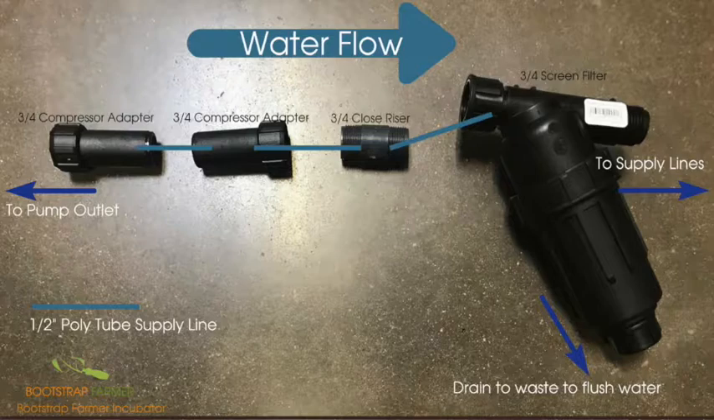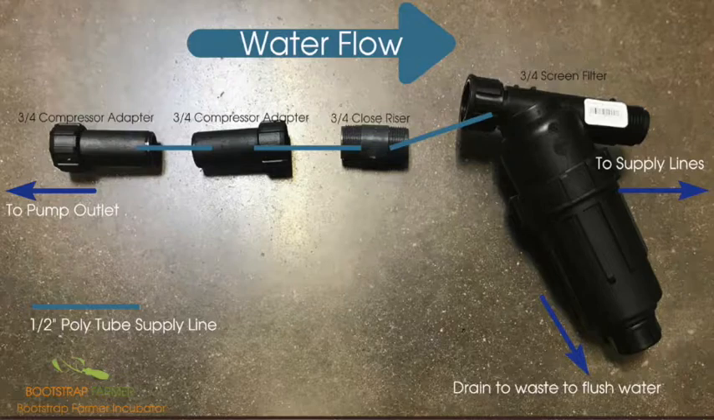And so whenever you have to drain your reservoir or clean your filter, you just unscrew that bottom part of the 3/4 screen filter, clean out the screen, and that'll save you from a lot of wear and tear and clogs on your emitters. Do that as often as you need to, depending on your water and what type of nutrients you're putting in there.